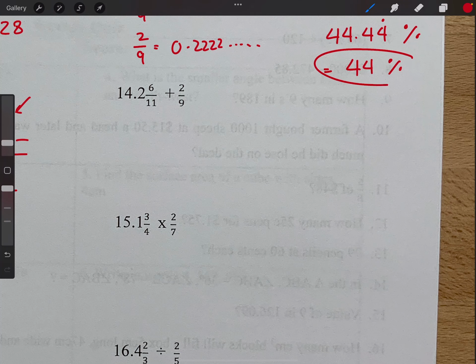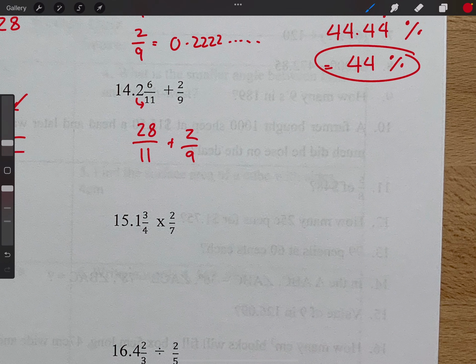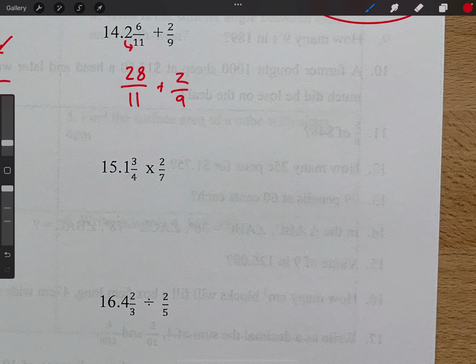Alright. Next question. You're going to add these. What I would do is you can turn this into an improper fraction. 2 times 11 is 22. 22 plus 6 is 28 over 11. Plus 2 over 9. Okay. So what we can do is make both of the denominators into 99. Times this by 9, times this by 7.